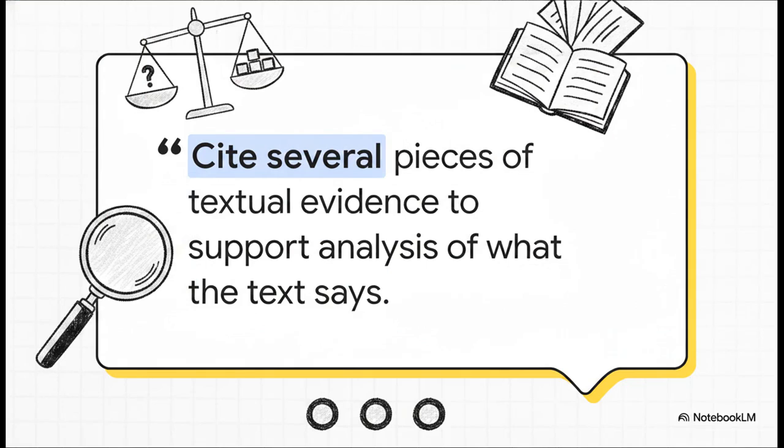The standard literally says we need to cite several pieces of textual evidence to support analysis of what the text says explicitly as well as inferences drawn from the text. Notice that word, several. In earlier grades, you might have been asked to find just one detail. But 7th grade requires you to bring multiple pieces of proof to back up your analysis. You're building a comprehensive case here.